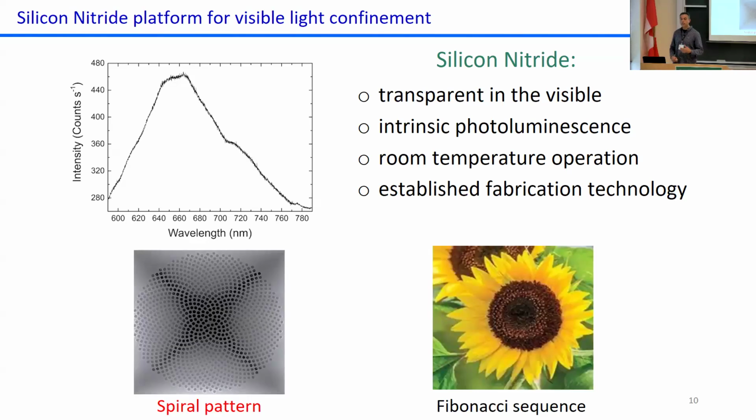And then we fabricate a freestanding membrane of silicon nitride with this arrangement of air holes in this spiral pattern, which follows a Fibonacci series that can be found, for instance, in the arrangement of seeds in sunflowers. This is fabricated with electron beam lithography, dry etch and KOH wet etch. So it's a freestanding silicon nitride membrane with air on both sides.